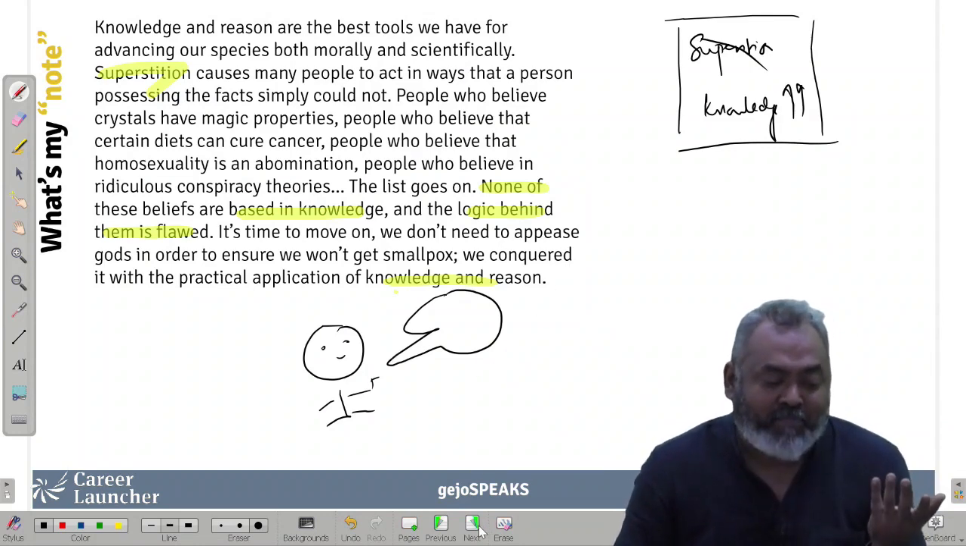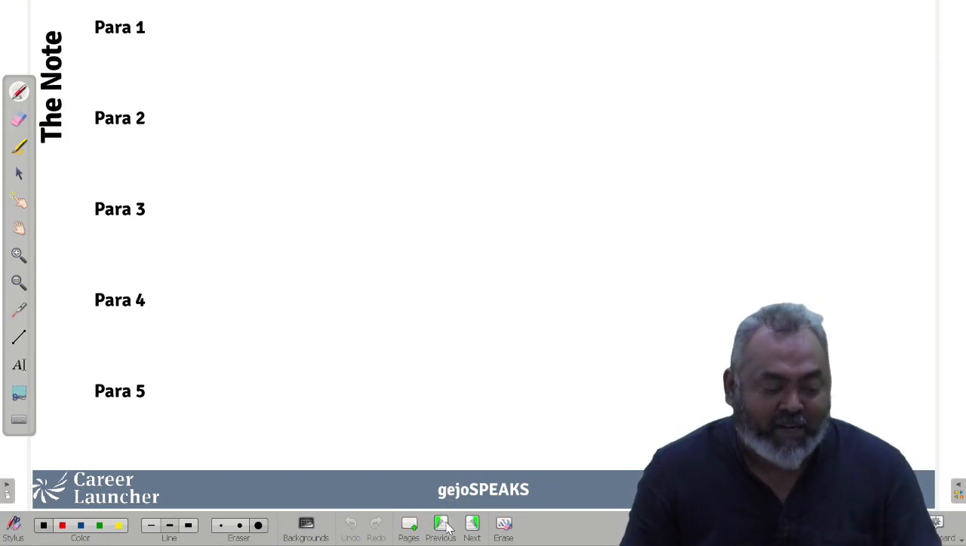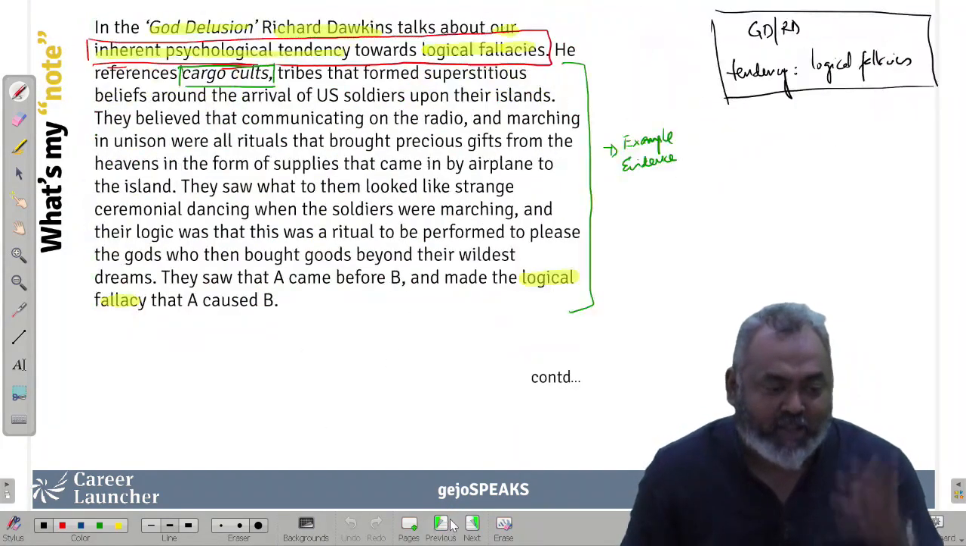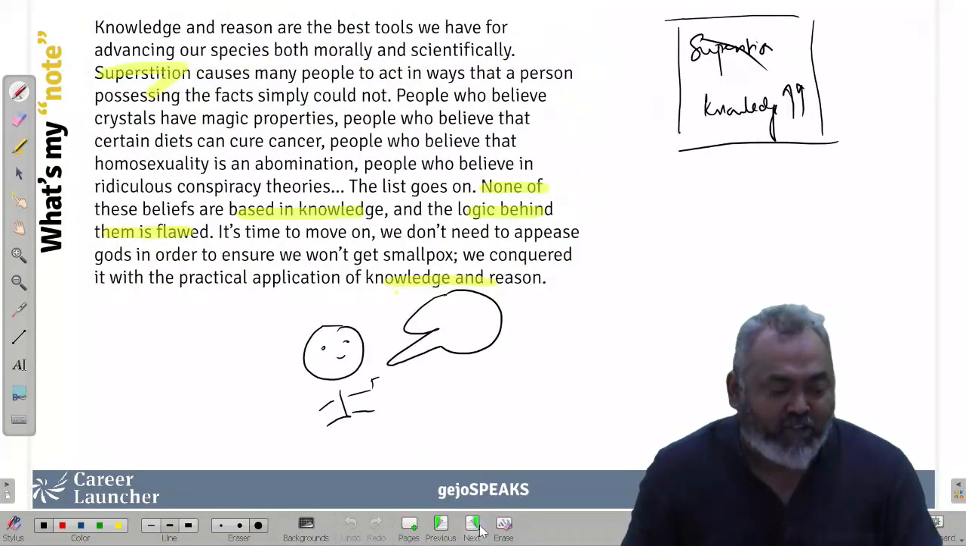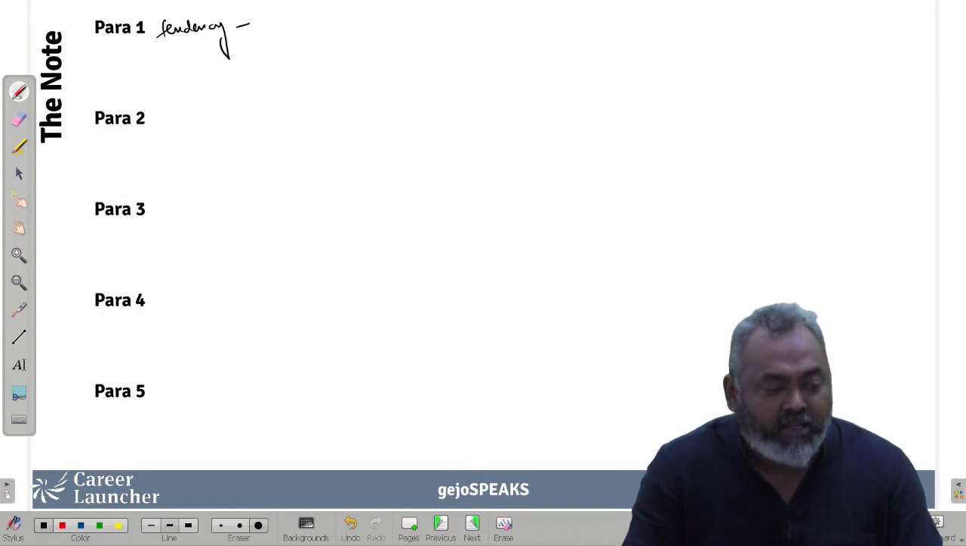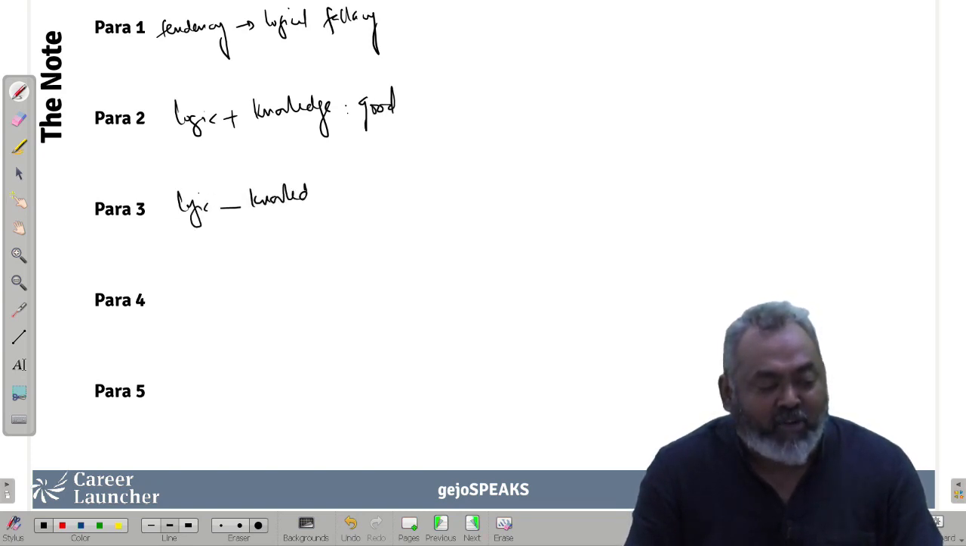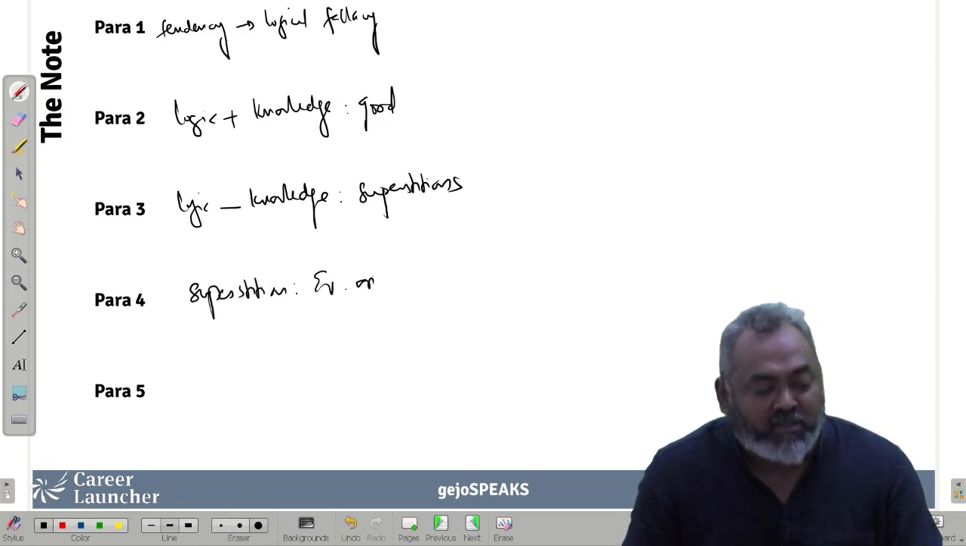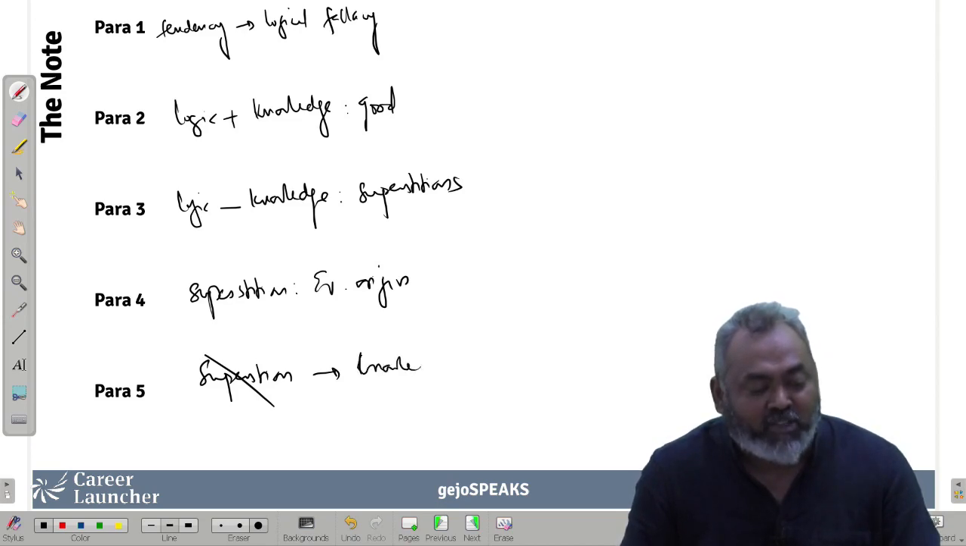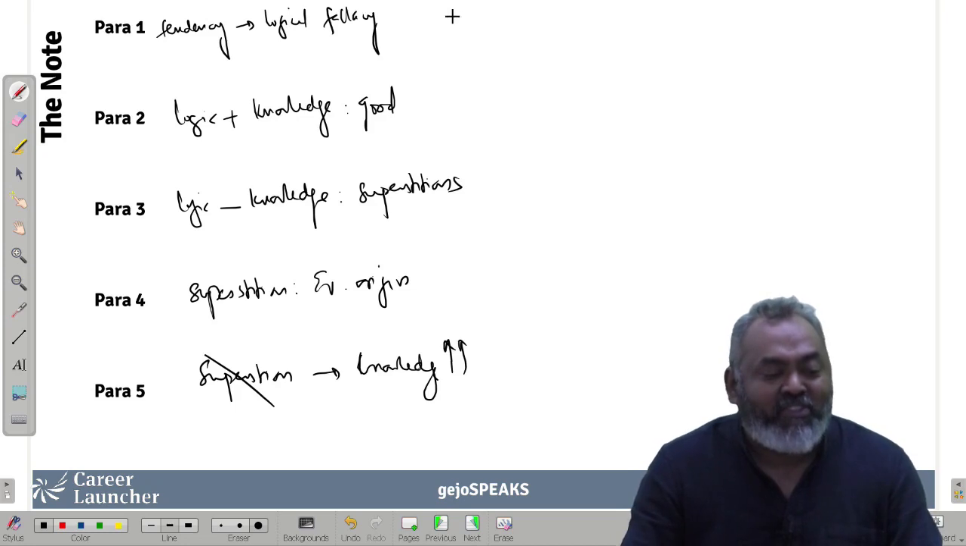Now if you actually look at the map of the passage, let's check one by one what I wrote. The first paragraph is talking about how we have a tendency towards logical fallacy. The next paragraph says that logic plus knowledge is good. The second paragraph, logic minus knowledge: if you don't have knowledge to base the logic on, that's what creates superstition. Superstitions have got evolutionary origin. Then he's saying, don't be superstitious, gain more knowledge, and that's what science gives us. This is my map.